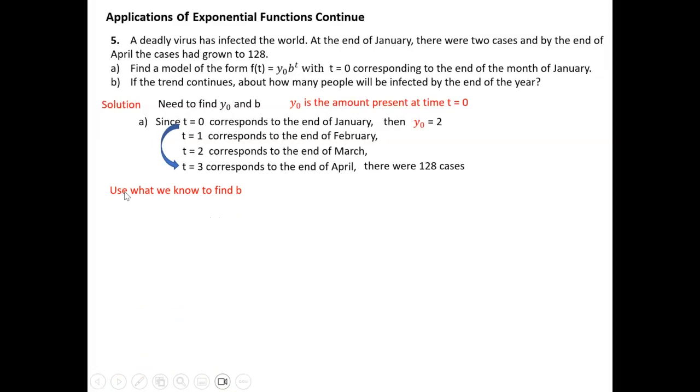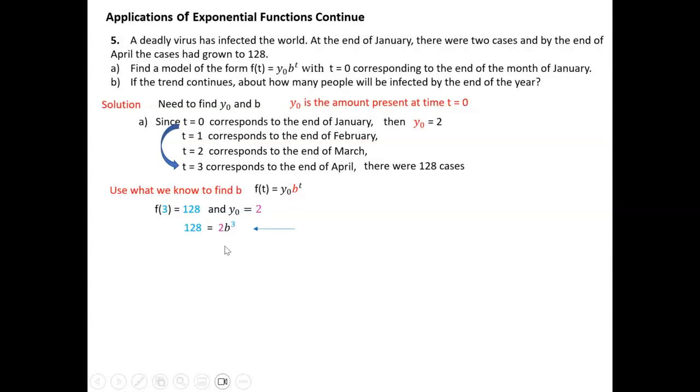Now, we use what we know to find b. We know that my y naught is equal to 2, right? This means here my t is 3 and my y is 128. So going back here, this is like my y, so this will be 128 when the t is 3. So this is from the second point, which is (3, 128). This was plugged into the function. So then we have to solve for b.